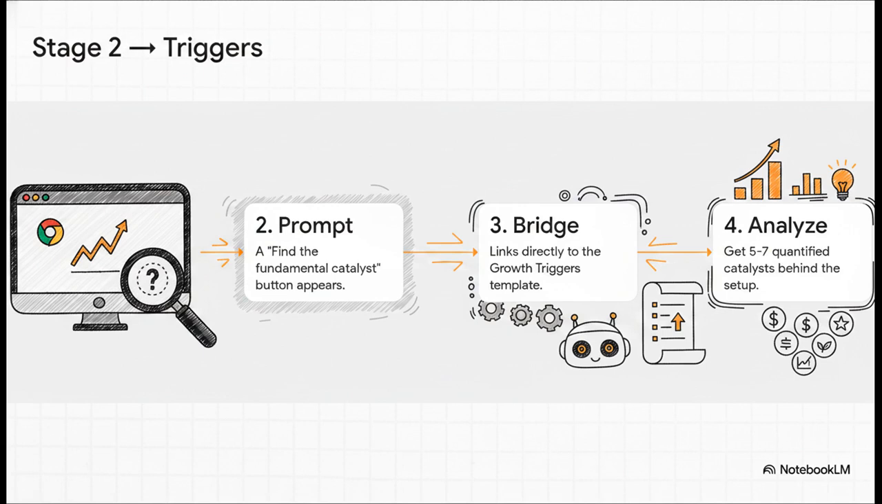But a technical signal just tells you what is happening. It doesn't tell you why. So the tool gives you a button to find that why, and it bridges you directly to the AI Advisor's growth triggers template. With just one click, you're ready to uncover the fundamental story that's driving that chart.